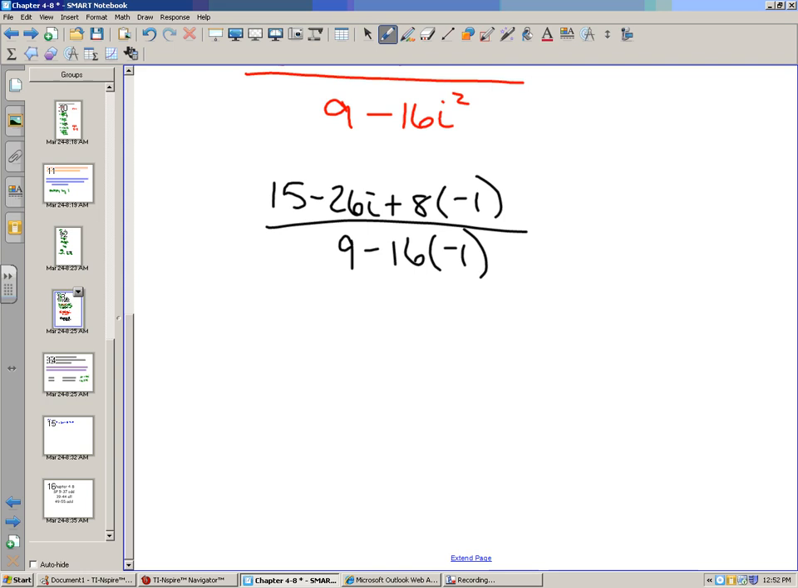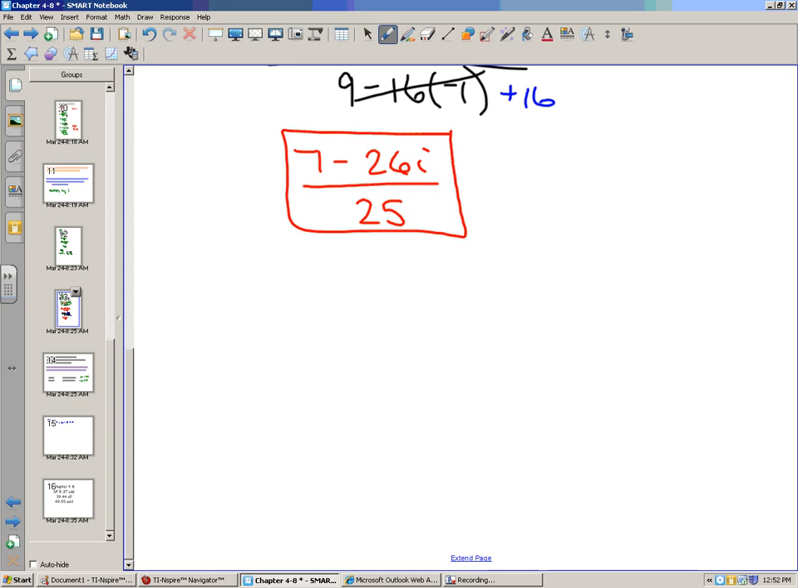Yes? Now I'm showing an awful lot of steps here. You do not need to show me all these steps. You should be able to do a lot of this in your head. 15, this turns into minus 8. What's 15 minus 8? 7 minus 26i over, what is 16 times negative 1? That's going to be turned into a positive 16. So what's 9 plus 16? So now I have this as my answer, okay? What is my a plus bi form? Seven over 25 minus 26i over 25.